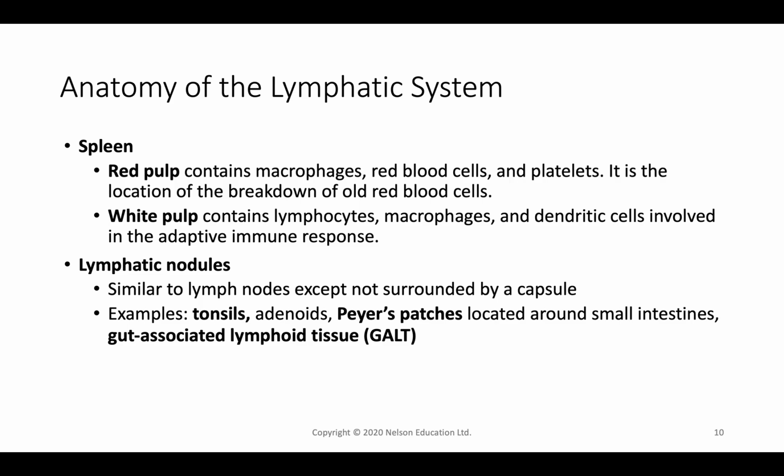All right, so let's talk about the spleen. The spleen has two different types of pulp. It's got red pulp and white pulp. All right, so red pulp is going to have red blood cells, that's why it's so named as red, as well as platelets and macrophages. This is going to be an area where we're recycling our red blood cells. So the old red blood cells are going to come to this graveyard to die, basically, but really they're digested and recycled into new red blood cells.